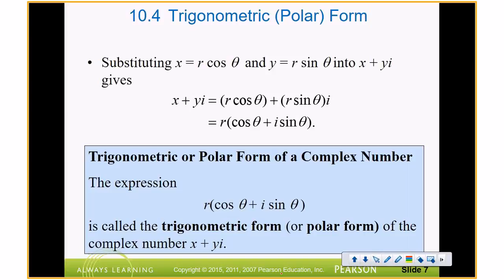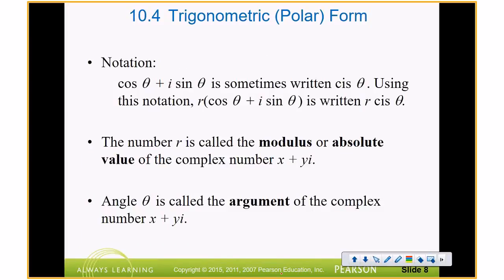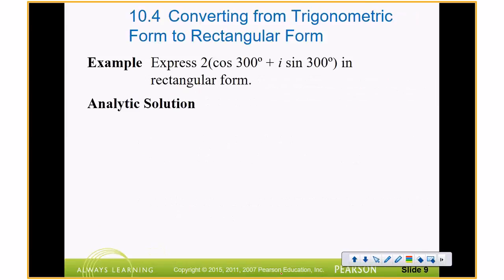So if you're given an X and a Y, you can actually write it as R cosine theta plus i sine theta. They're just giving you some properties; I'm not going to go through that. Here is an example of cosine theta plus i sine theta. Express 2 times cosine 300 plus i sine of 300 in rectangular form.